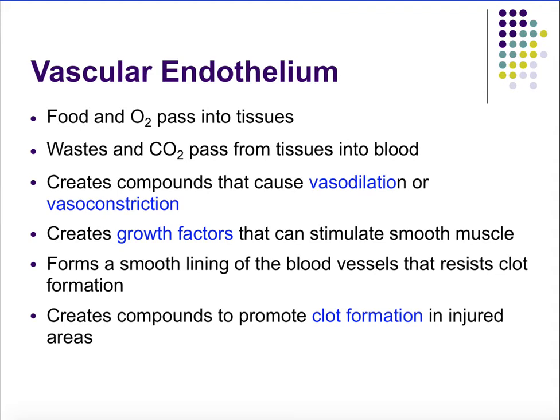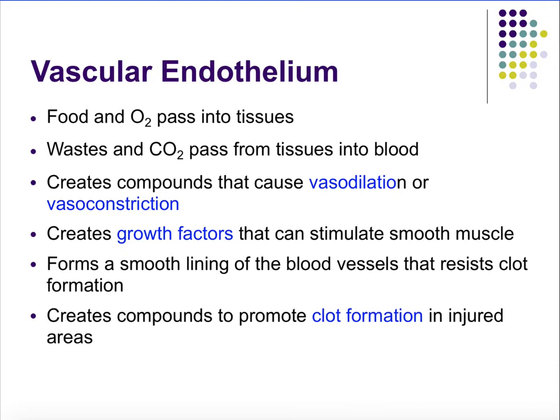So things like foods, gases like oxygen will pass out of the blood into our tissues, and then waste and carbon dioxide will pass out of the tissues into our blood through the vascular endothelium. That endothelial layer is also able to create compounds that will cause vasoconstriction or vasodilation, depending on what the situation calls for. The endothelium will also create growth factors. Remember growth factors we talked about in the cancer lecture? They stimulate growth. In this case, they can stimulate the growth of the smooth muscle in the media layer.